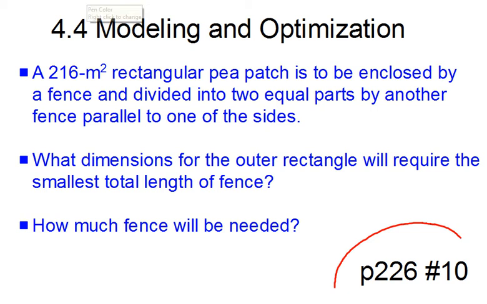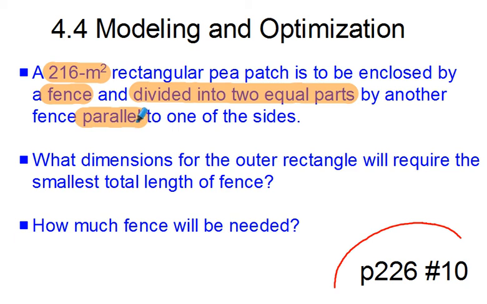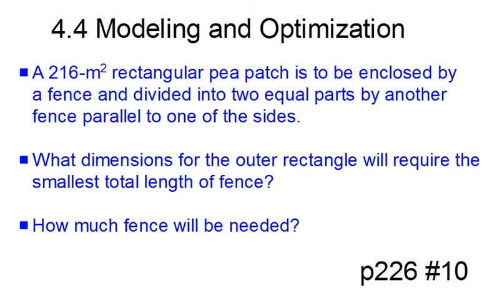Here it goes. In this problem, we are given a 216 square meter rectangular pea patch. We want to enclose that pea patch with a fence, and we want to divide it into two equal areas in such a way that the fence that divides the areas runs parallel to one of the sides. Our task is to determine what are the dimensions of the outer rectangle such that we'll need the least amount of total fence. Imagine that the fence costs money and you don't want to spend more than you have to.